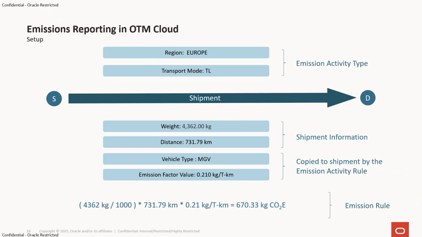Then OTM will compute and apply the formula that we saw earlier. The 4,362 kilos will be divided by 1,000 to get the tons, multiplied by 731, the distance, multiplied by 0.21 kilograms per ton kilometer, and we end up with our total emission for this shipment, 670.33 kilograms of CO2 equivalent. So that is calculated based on the emission rule that we saw.